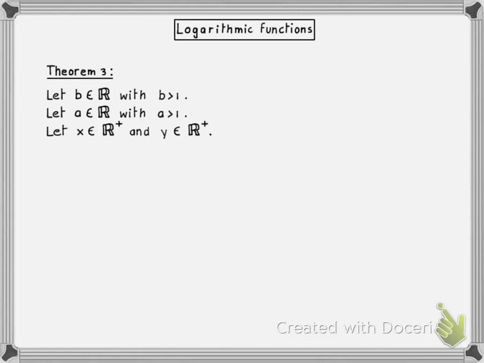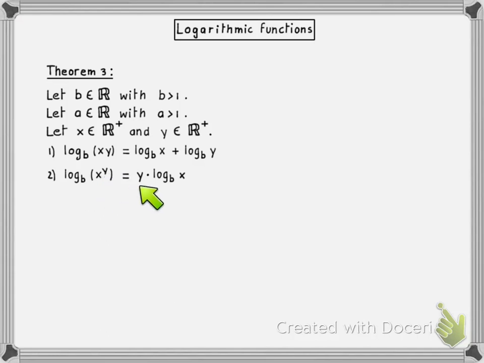function. The first statement of the theorem says that the logarithm base b of the product x times y is equal to the addition of the respective logarithms base b of x and y. So the important thing about logarithms, why they're so useful in computations, is that they convert products to additions. The second statement of the theorem says that the logarithm base b of x to the power y is equal to y times the logarithm base b of x.